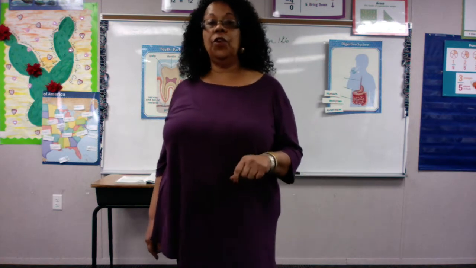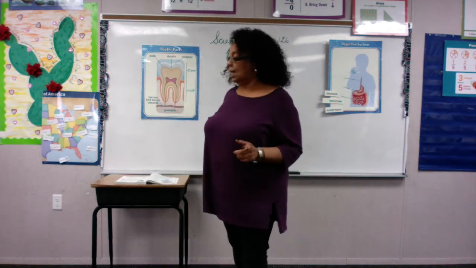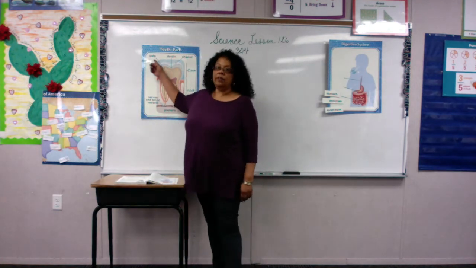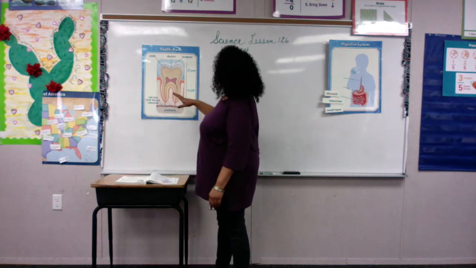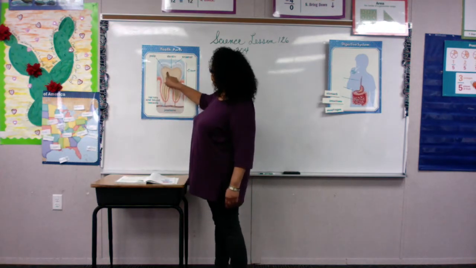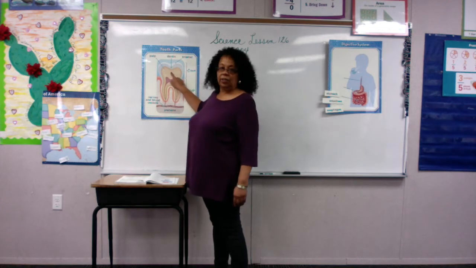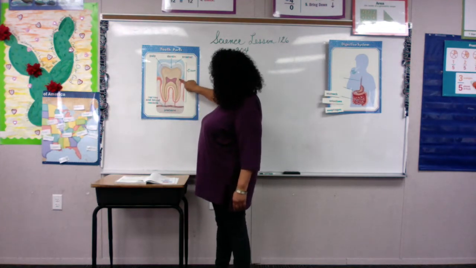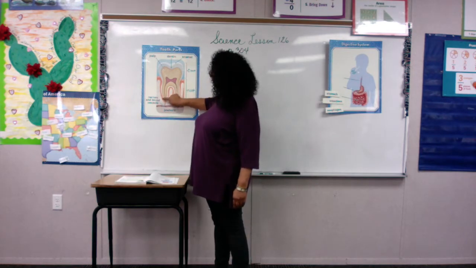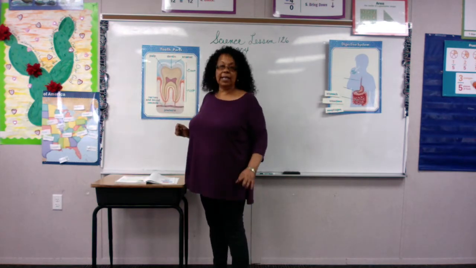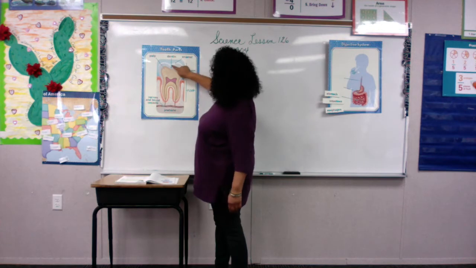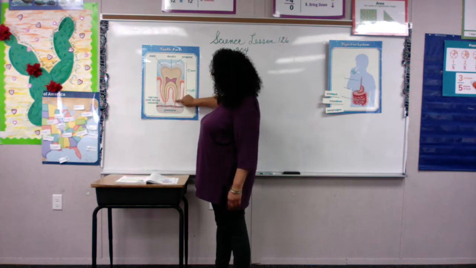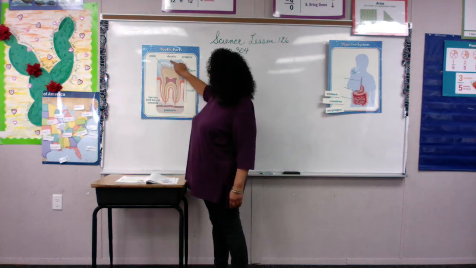First, we're going to review yesterday's lesson, where we talked about the different parts of the tooth. First, we have the pulp, which is inside of the tooth. We have the dentin, that is the skeleton part of your tooth and it gives it the shape. You have the enamel, which is the white covering on the outside.